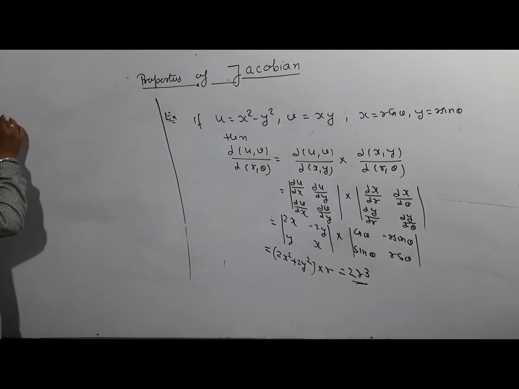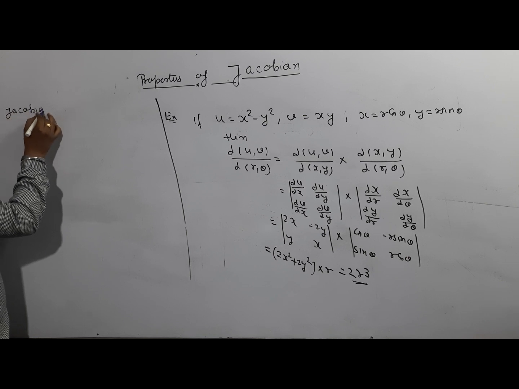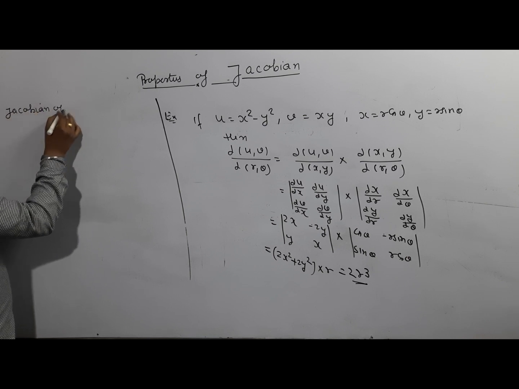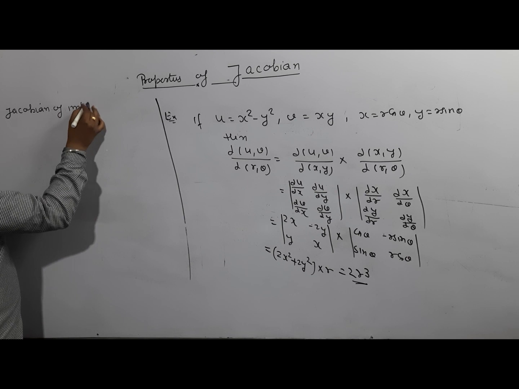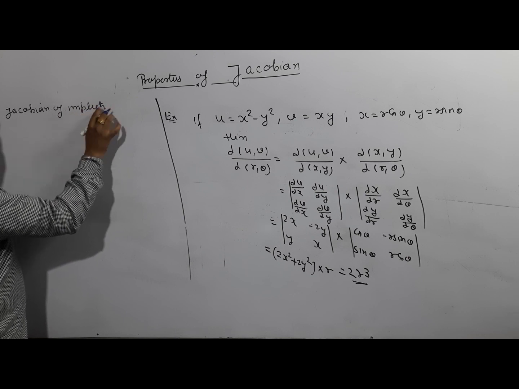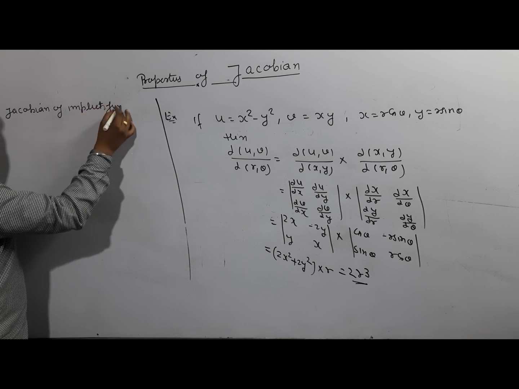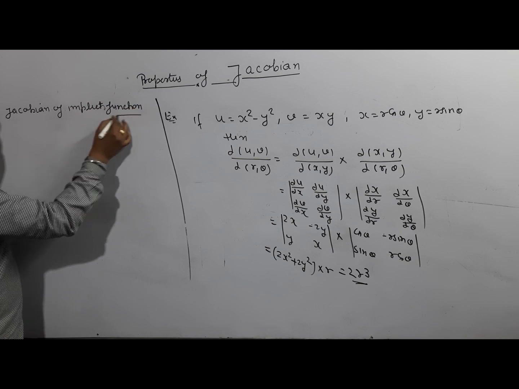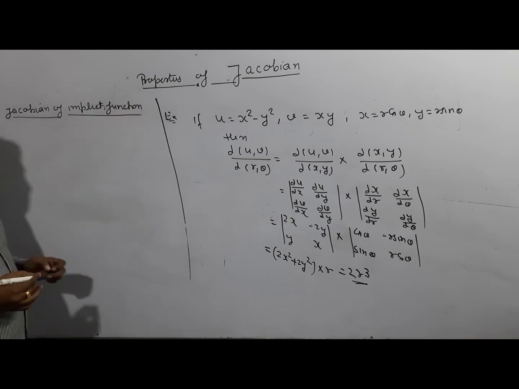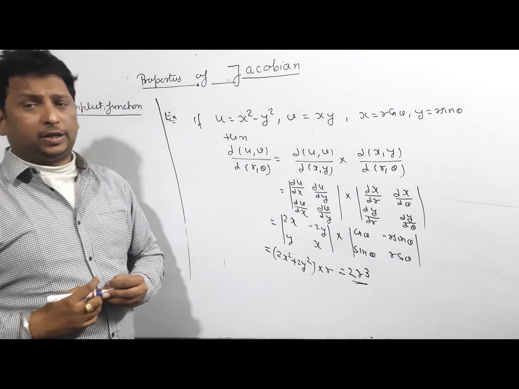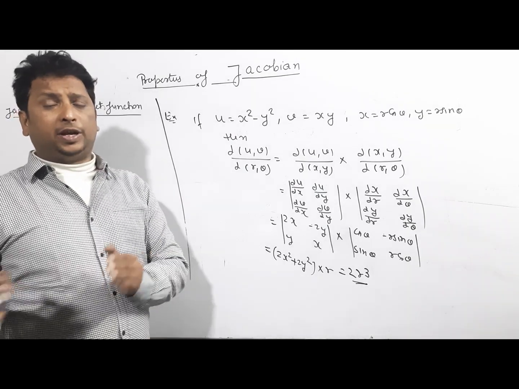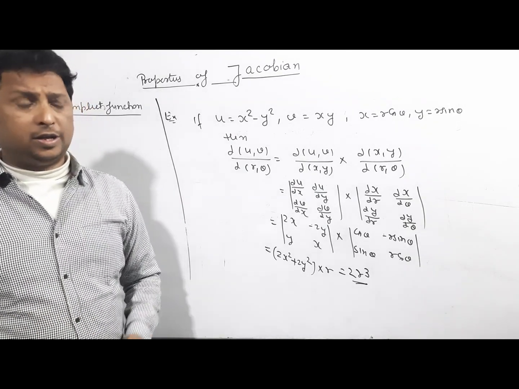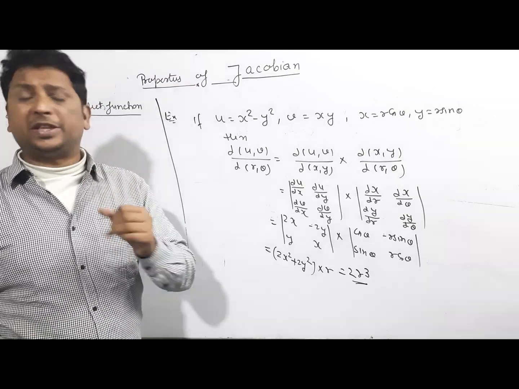So next property, Jacobian of implicit function. Sometimes it is very hard to calculate, to separate u, v, w in terms of x, y, z. So it means it is an implicit function.